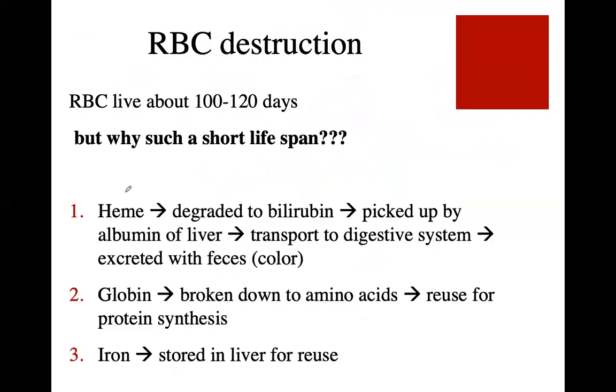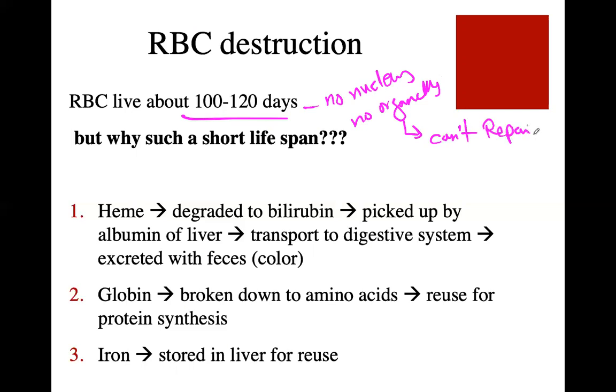Now, we already talked about the fact that the red blood cell lifespan is short, about 100 to 120 days. Again, highlight this, guys. No nucleus, no organelles, right? That's the main reason. Basically, it can't repair. I'm going to reinforce this idea.